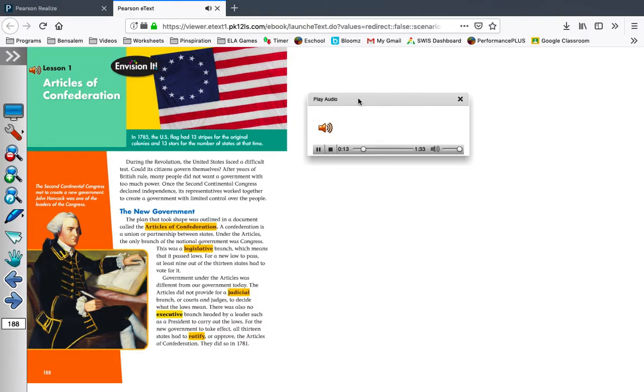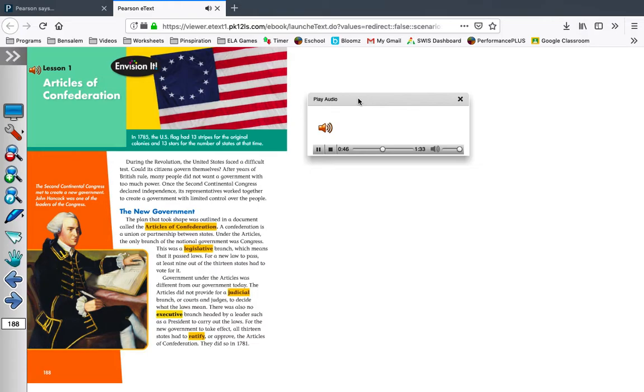at that time. During the Revolution, the United States faced a difficult test. Could its citizens govern themselves? After years of British rule, many people did not want a government with too much power. Once the Second Continental Congress declared independence, its representatives worked together to create a government with limited control over the people. The plan that took shape was outlined in a document called the Articles of Confederation.